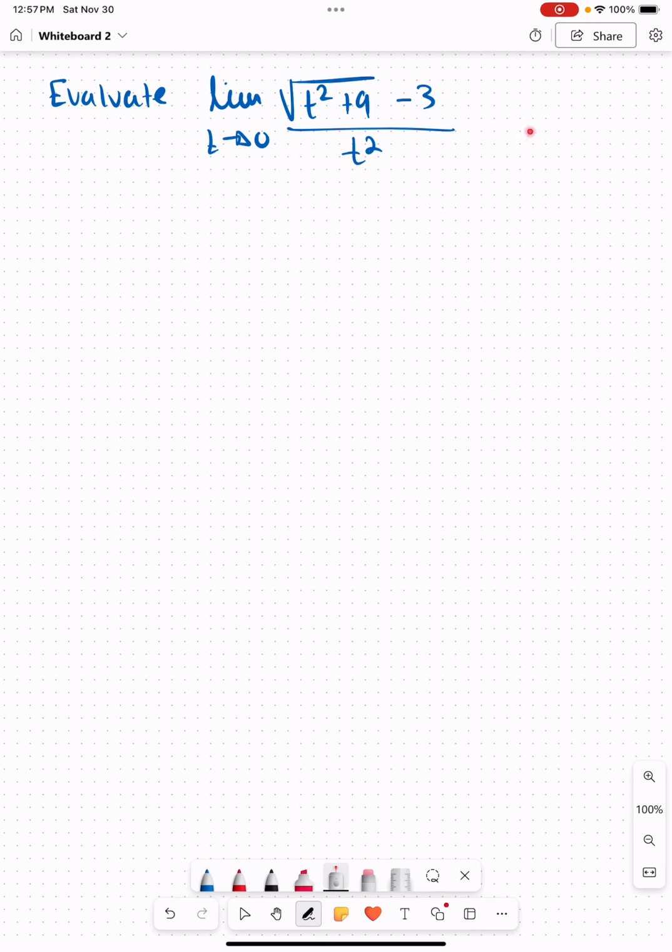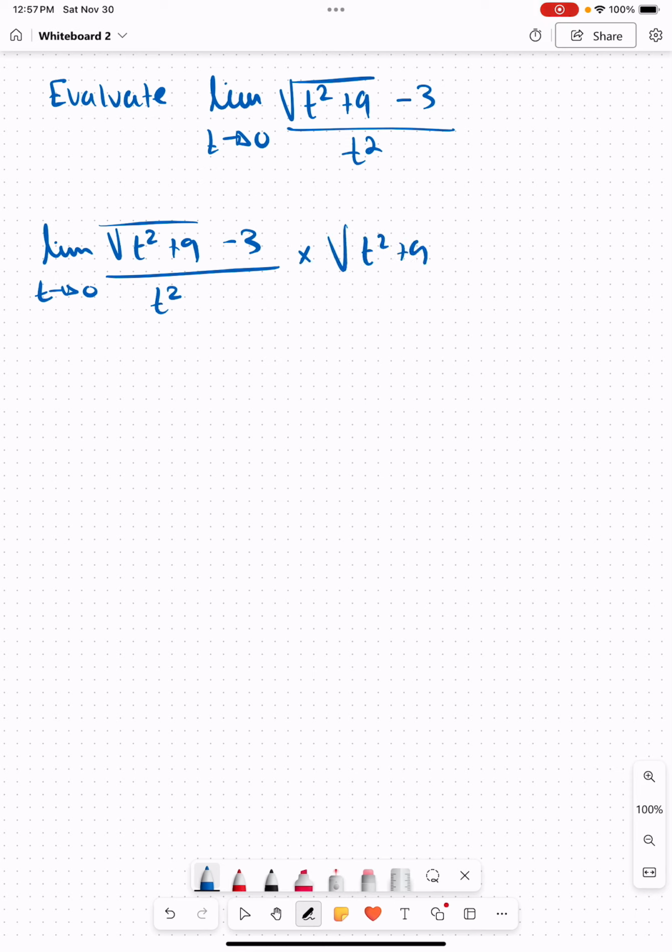So what we're going to need to do is multiply by its conjugate, because we cannot factor either way. So multiply by the conjugate of the numerator. We're going to rewrite the limit here: the limit of the root of t squared plus 9 minus 3 over t squared as t approaches 0. And we're going to multiply by the conjugate of the numerator, that is the root of t squared plus 9 plus 3, now instead of minus 3.